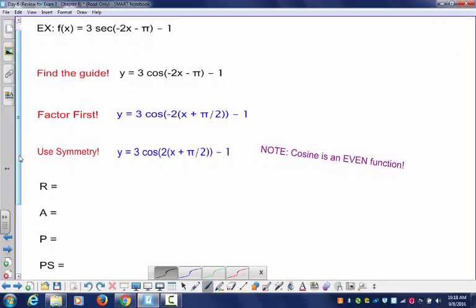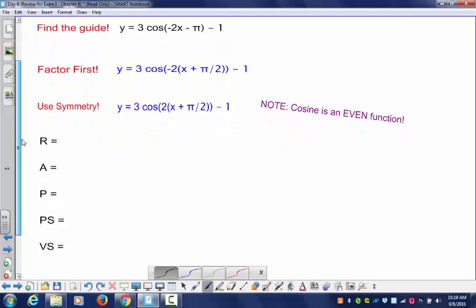Do another one. So another reciprocal function. So the only two that we have to do this whole guide thing for are secant and cosecant. Those are the only two reciprocal functions that we use this process for. Cotangent is the reciprocal of tangent, but we don't use this process for cotangent, only for secant and cosecant. So our guide, the reciprocal of secant is cosine. And now we have to factor.